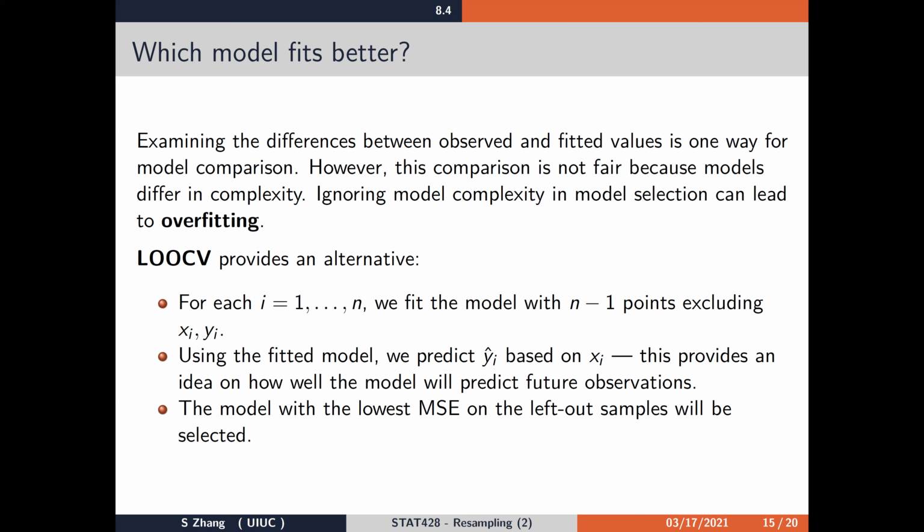Then, using the fitted model, we predict yi, which is the ith observation we have left out. The prediction is denoted by y hat of i, and this can be obtained based on the estimated model parameters and xi. This can provide us an idea on how well the model will predict future observations. If yi and y hat of i are very close, and we didn't use yi and xi for fitting the model, it means that this observation is predicted quite well. Then LOCV selects the model with the lowest MSE on the left out samples.